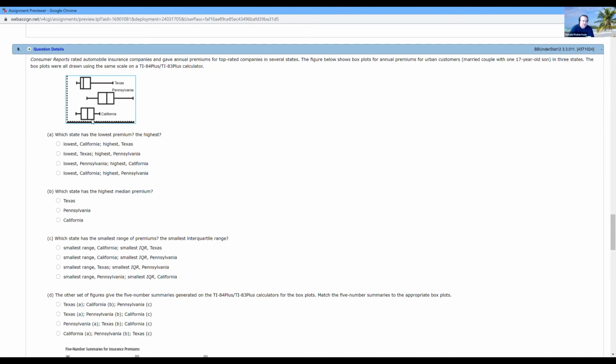Well, there is no indication in numbers here, but I can look at these and I can look at Texas, I can look at Pennsylvania, and I can look at California. And a couple of things come to mind. Would you agree that Pennsylvania seems to be charging much higher insurance premiums, right, than the other two states?